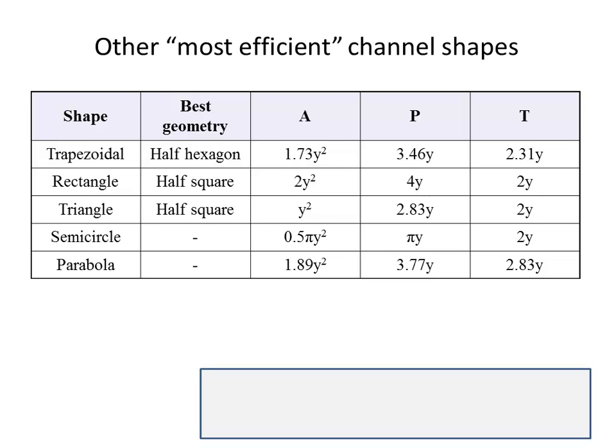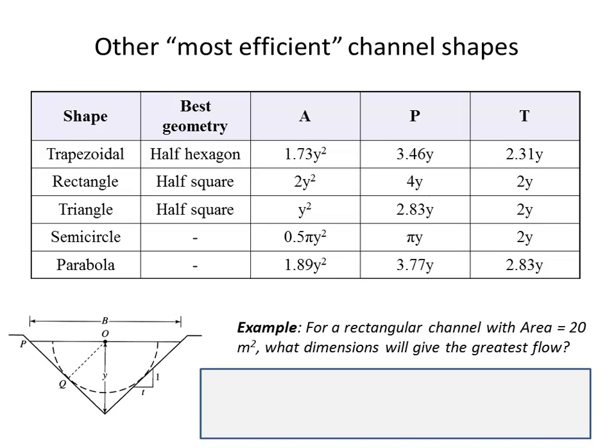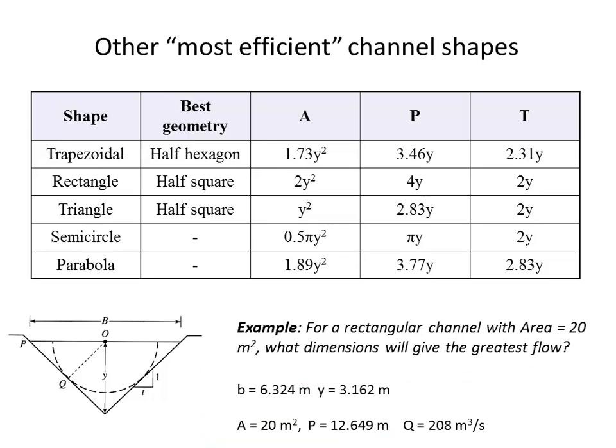The other best shapes here, the best triangle is a half square on edge, and you've got the area, the perimeter, and the top width in terms of whatever depth there is. All right, so for a rectangular channel with an area of 20 square meters, what dimensions will give the greatest flow? That's what we just solved, that 208 cubic meter per second, half square.